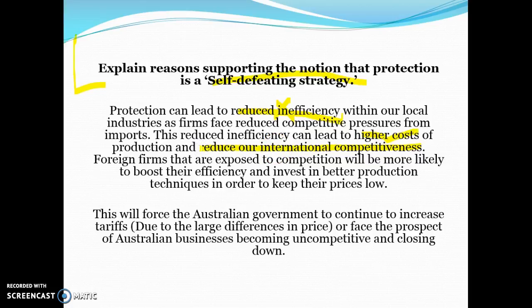Foreign firms that are exposed to competition are likely to boost their efficiency, so they get more efficient, we get less efficient. They have lower prices, we have higher prices, and this will force the Australian government to increase tariffs even further so that we can protect our local products, because there's such a big gap between their prices and our prices because they've been exposed to competition. And the problem with that is if we don't keep those tariffs high, they face the prospect of Australian businesses becoming uncompetitive and closing down and going broke.